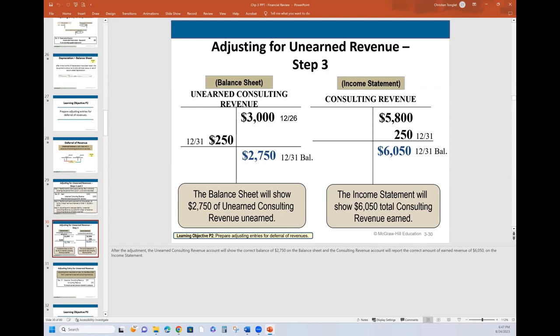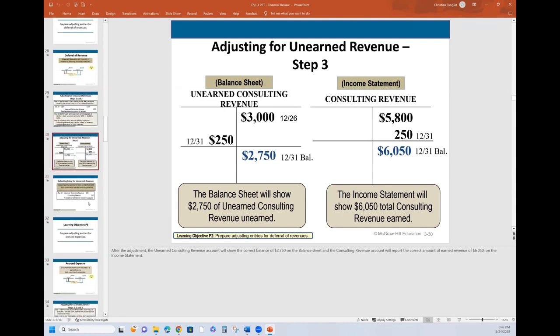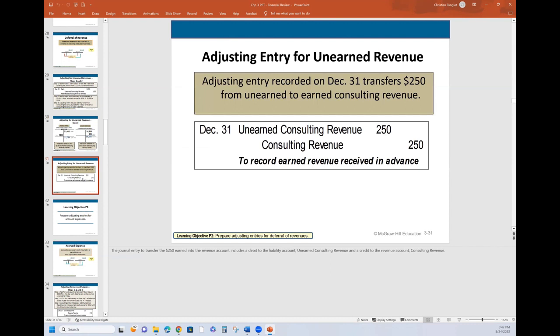I'm reducing it by debiting the account. So now it's been reduced down to $27.50. And on my revenue side, I'm increasing my revenue because I actually provided the service of $250. So that increased my revenue. So I decreased my unearned revenue, and I increased my revenues. There's the journal entry showing my debit and my credit.